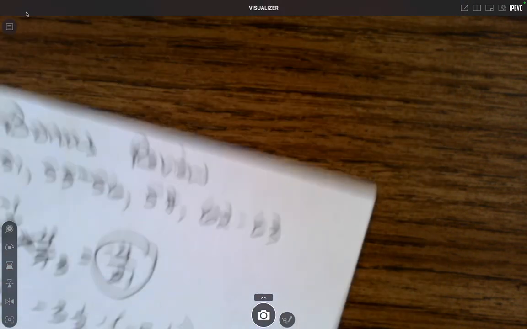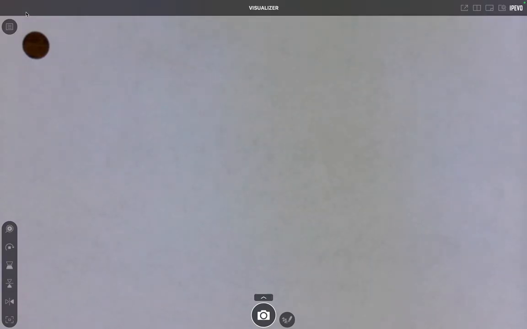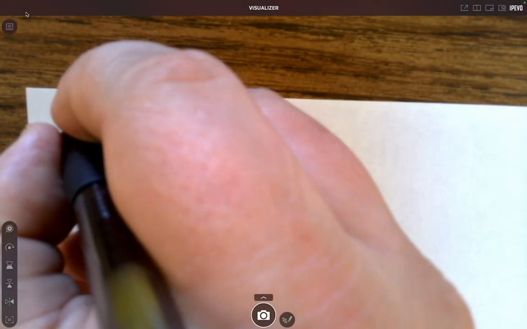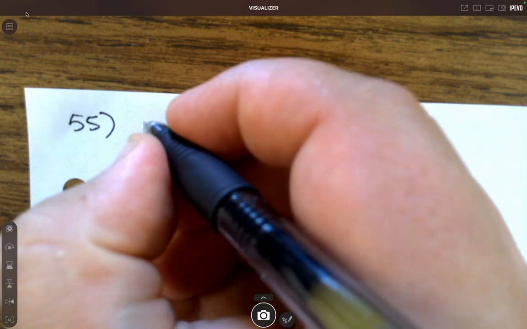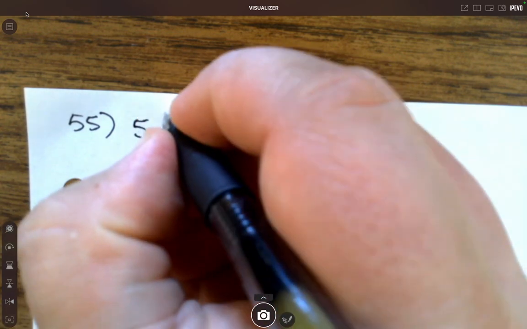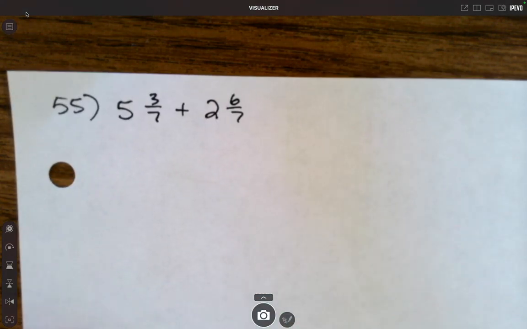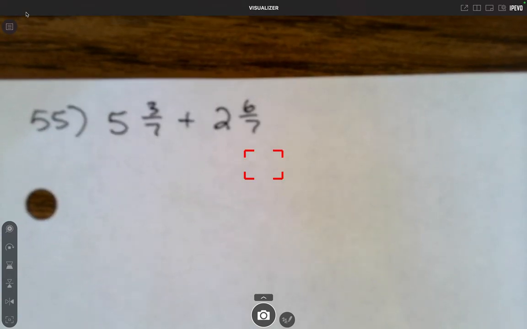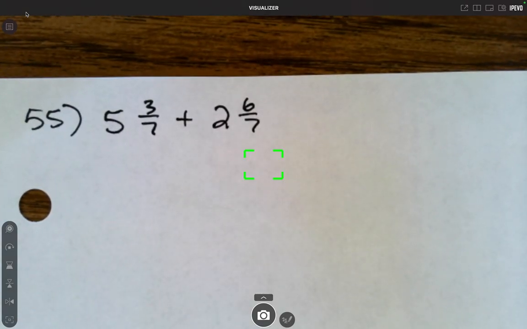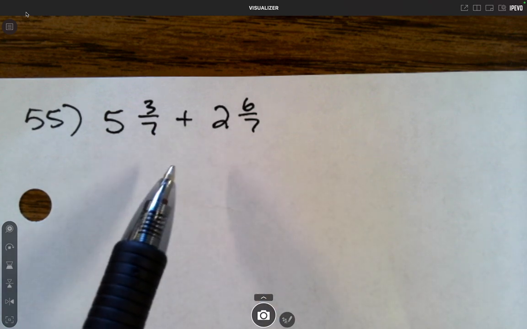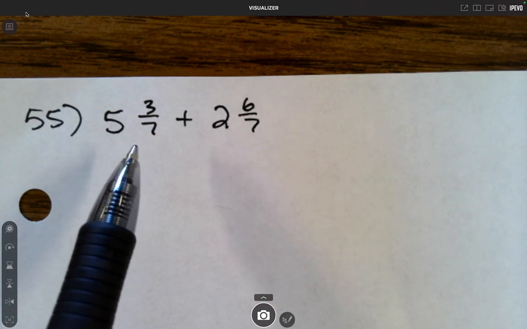Okay, I believe that wraps up the multiplying and dividing part. Now we'll switch over to addition and subtraction. 55 is our first one: 5 3/7 plus 2 6/7. Remember we're changing gears here, because with multiplying and dividing we did not have to have the same denominators, but with adding and subtracting, we do.